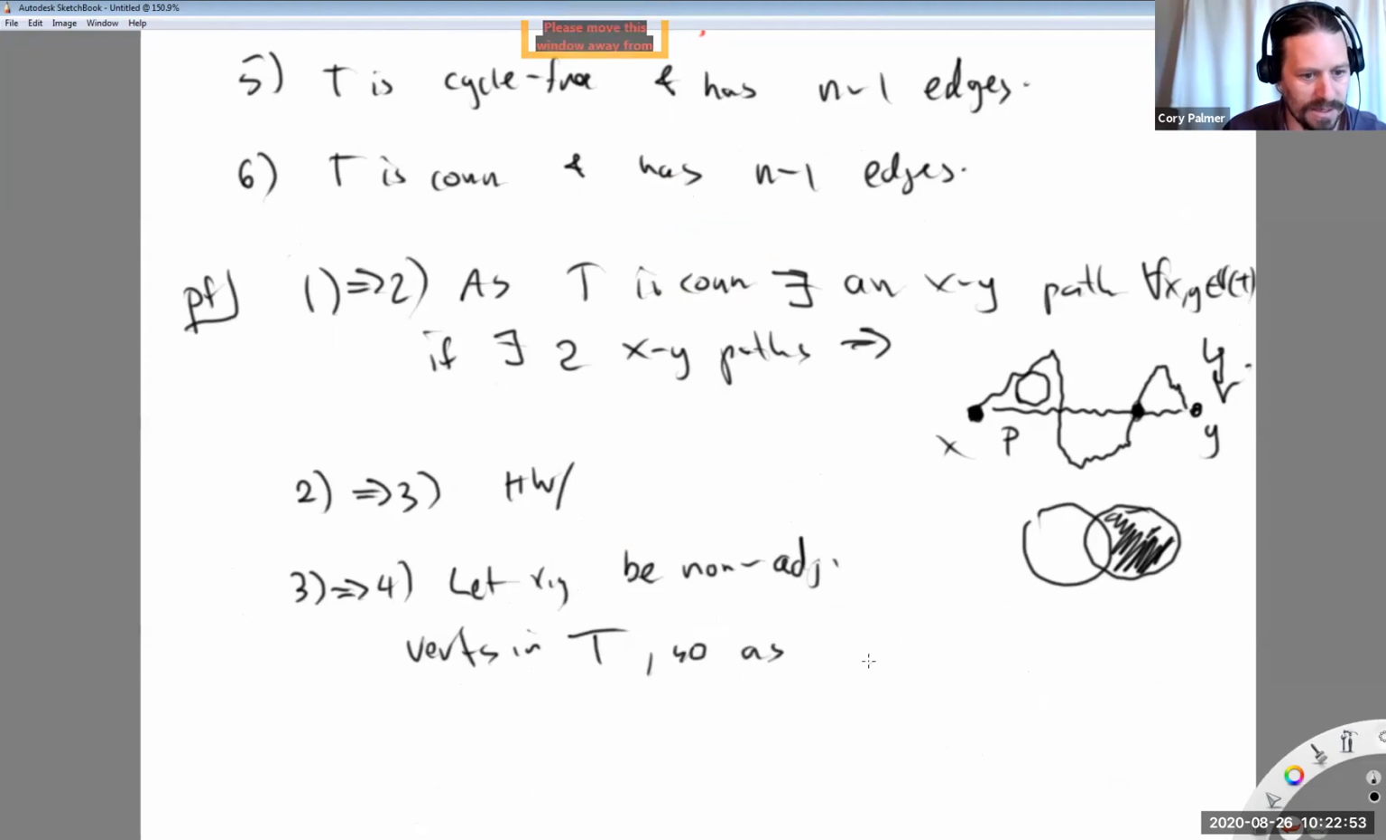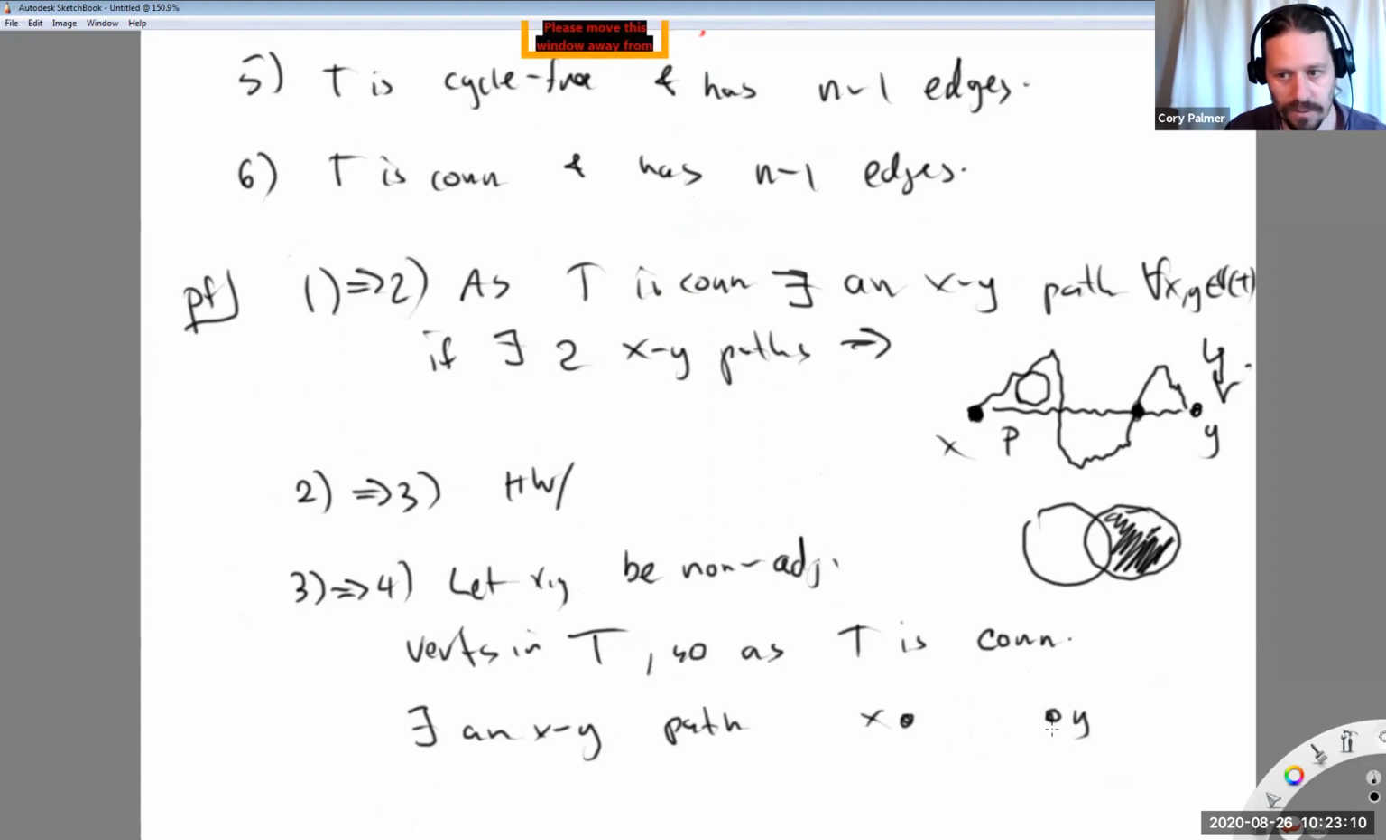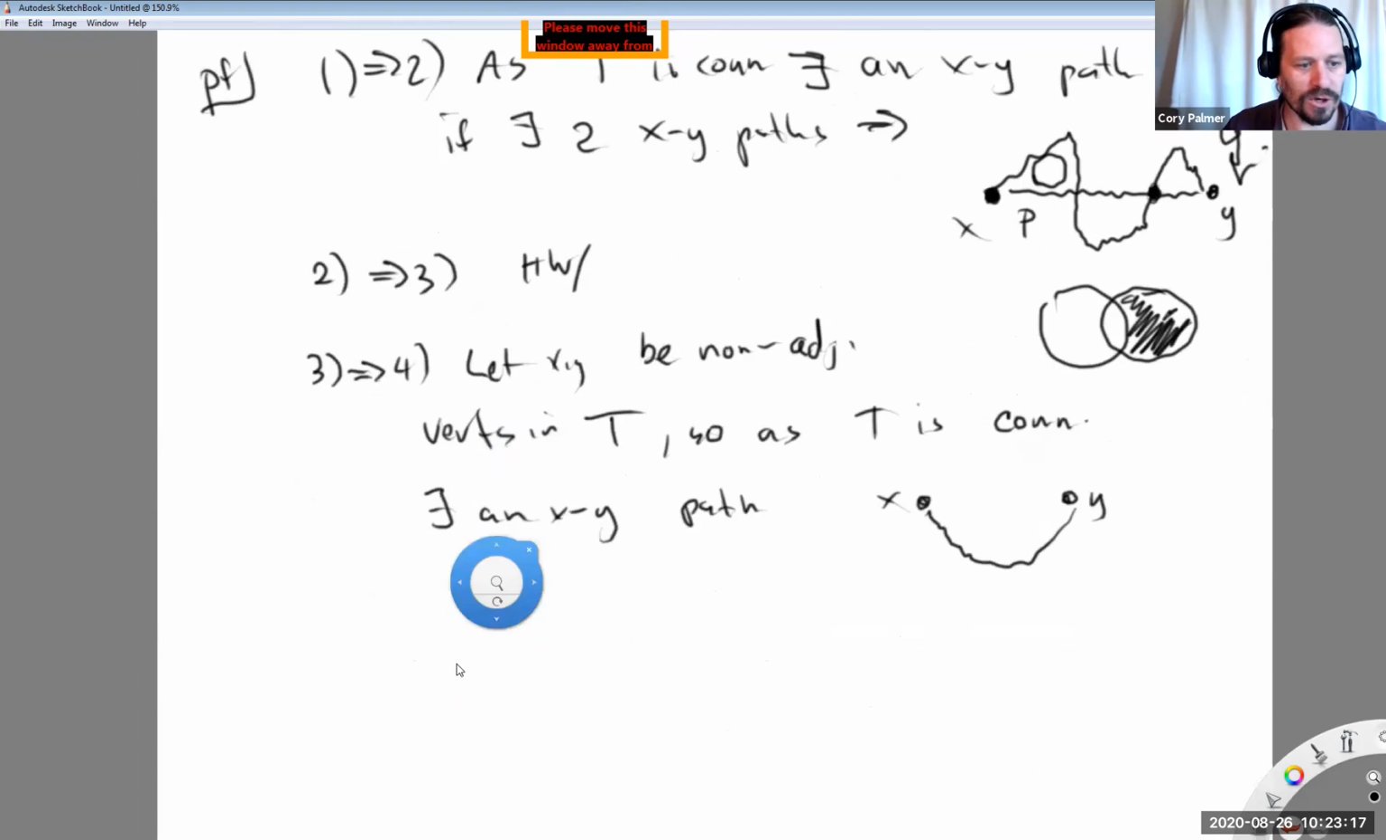So as T is connected, right? It's minimally connected, but we're not even going to use that property. You're just using it as connected. There exists an XY path. Let me draw the picture here. So we've got X and we've got Y, and they were non-adjacent in the graph here. They were an arbitrary pair of non-adjacent vertices. There exists a path between the 2 of them. Now we're trying to prove that the addition of any edge creates a cycle, right? But what happens if I add the edge XY?